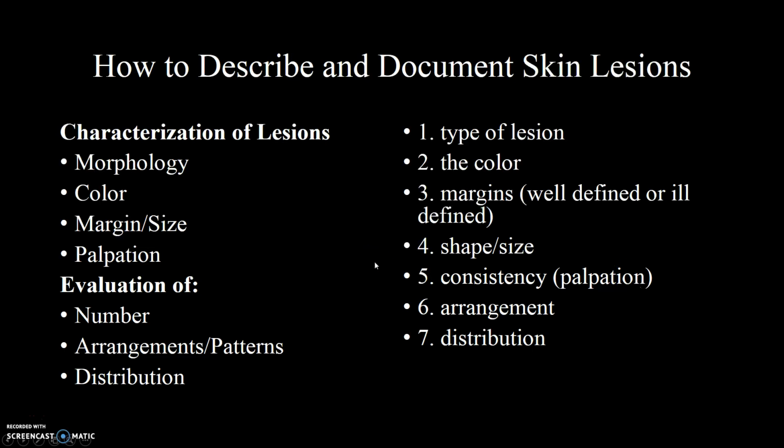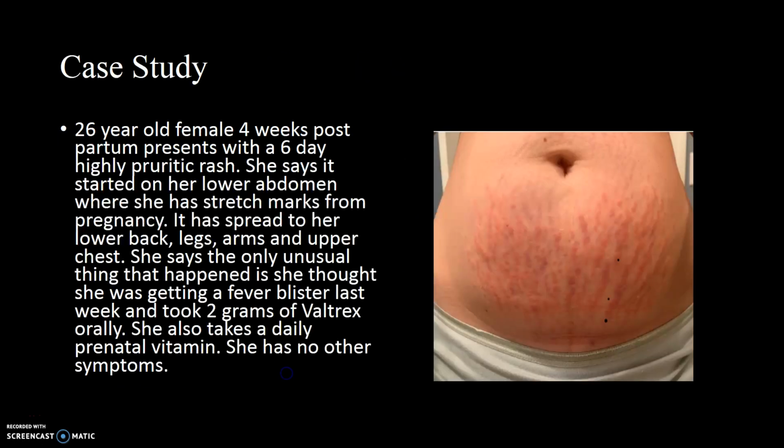We've already gone over a few things. The morphology: is it primary, secondary? What's the color? The margin: is it well-defined or ill-defined? The size: you measure it, or you give an approximation. Palpation, looking for consistency, temperature change, mobility, is it tender? And the number of lesions, their arrangement and patterns, and the distribution of the lesion. So keeping that in mind, let's look at this case study.